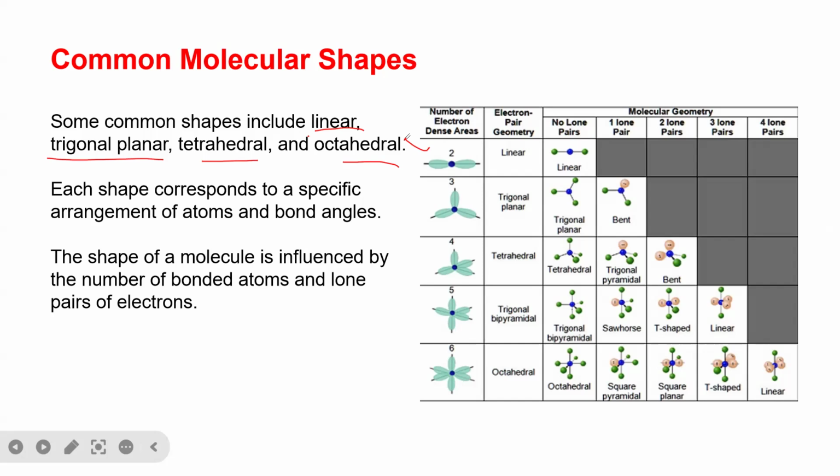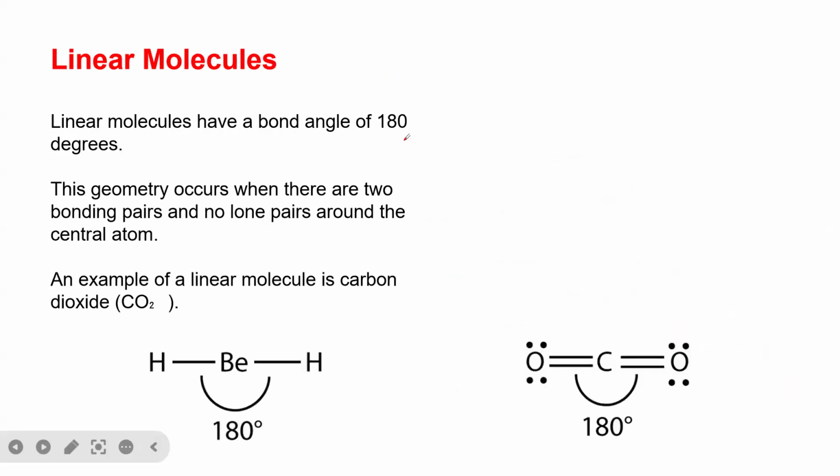So ladies and gentlemen, what I want us to understand about the shapes of molecules is that the most important thing is to determine whether there is a lone pair of electrons or no lone pair of electrons. The presence of lone pairs of electrons affects the geometry of the molecules. So the next thing is, let's start with each of the shapes.